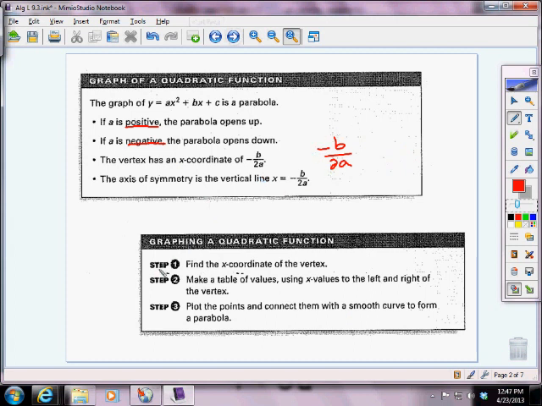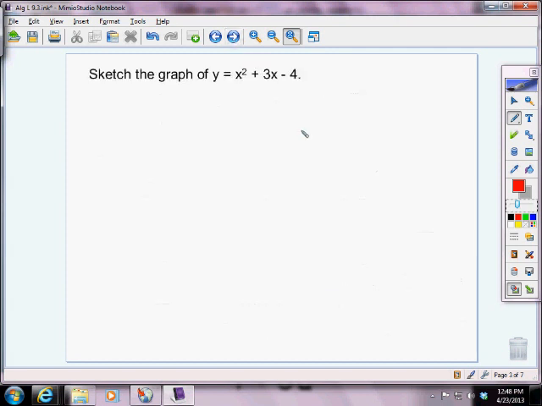So now to graph, we have 3 steps. The first step is to use this negative b over 2a and find the x-coordinate. Then step 2 is make a table of values. Basically make an input-output table using values to the left and right of your vertex. And then you plot the points and connect them. So let's look at an example. It says sketch the graph of y equals x squared plus 3x minus 4. Again, this is ax squared plus bx plus c.